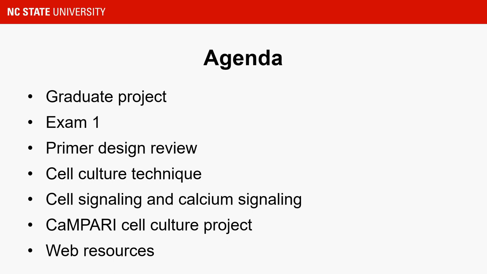This video is going to include the following components. We're going to briefly talk about the graduate project, exam 1, and we're going to review what we learned last week, which is primer design. And we're also going to briefly talk about cell culture technique and cell signaling. And these two are going to be helpful for your Campari cell culture project.